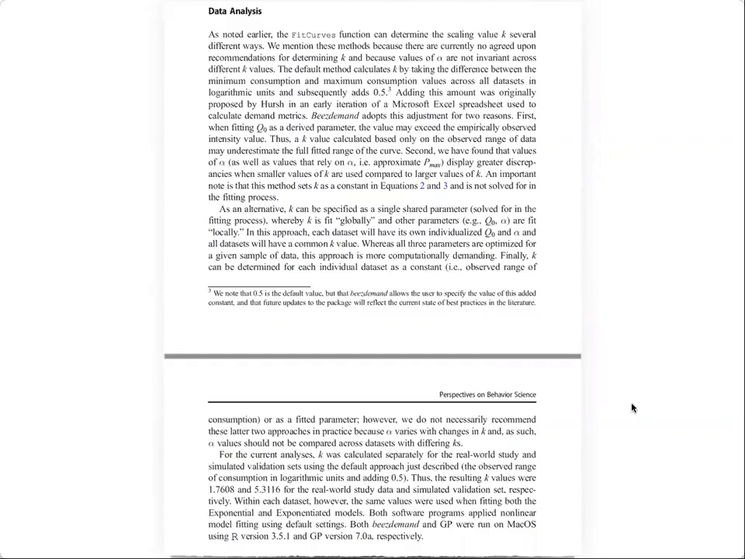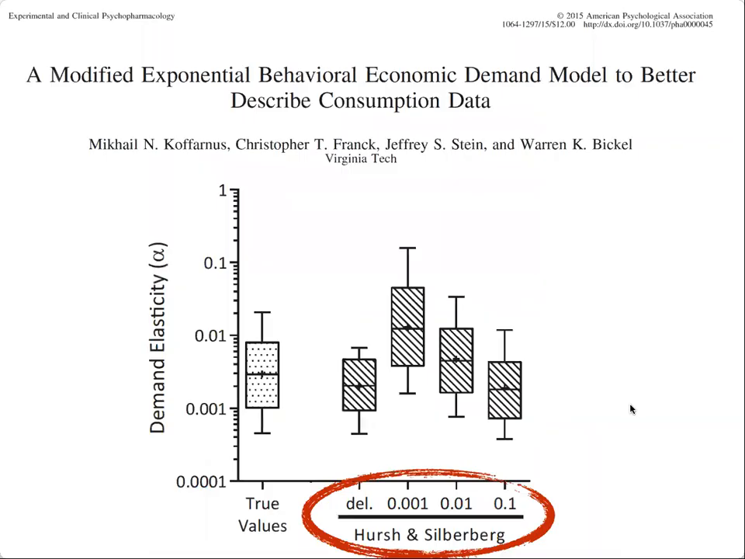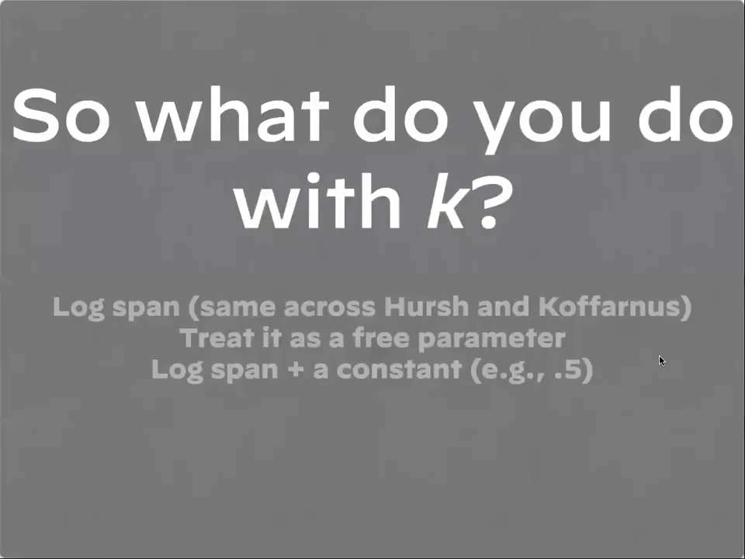And in the Coffernus et al. paper that proposed the exponentiated model of demand, he actually did simulations to show you how adding an arbitrary non-zero value to your zeros actually distorts demand. And I won't get into that. This visual will kind of show that for you. So that's not ideal either.